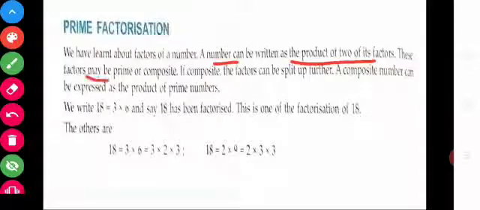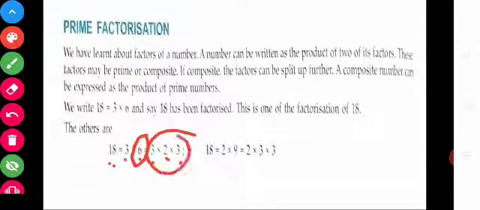Already we learned about factors of a number. A number can be written as the product of two of its factors. These factors may be prime or composite. If composite, the factors can be split up further.